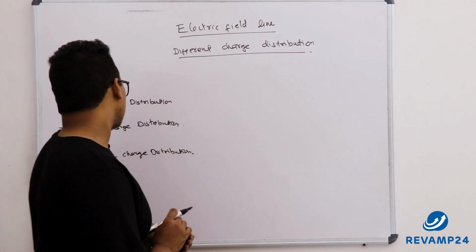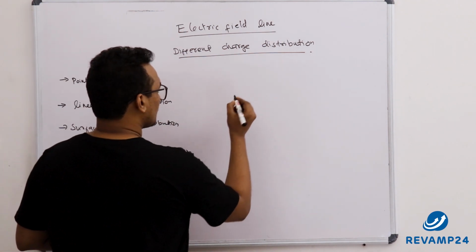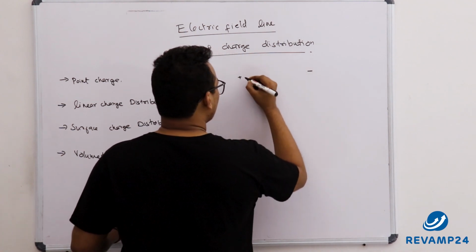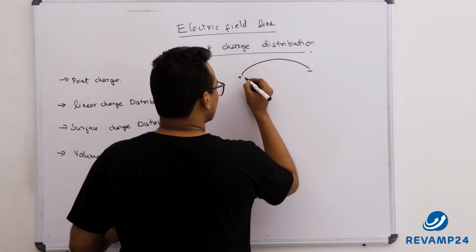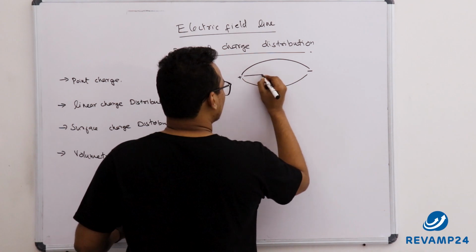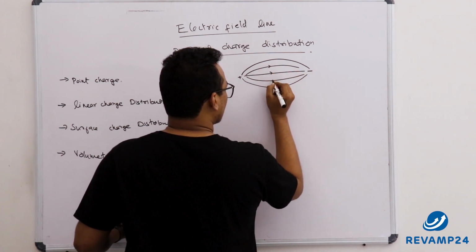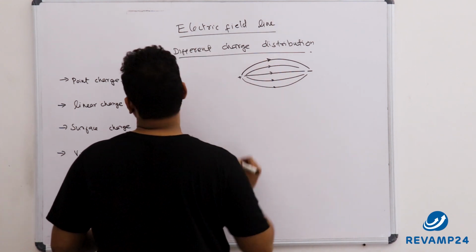of field line. So first thing is point charge. So we know when we have a positive charge and a negative charge, field lines will be starting from positive and terminating on negative. So direction, this is the direction of field line.